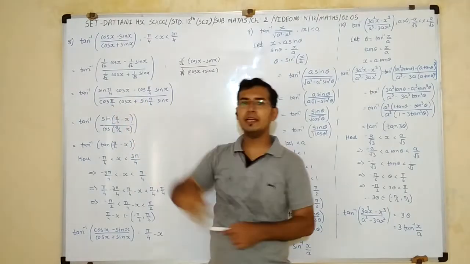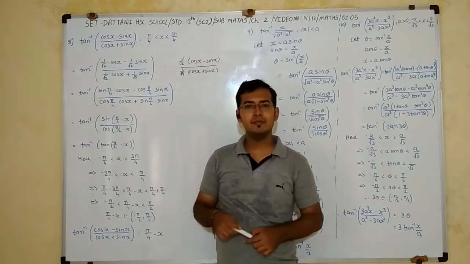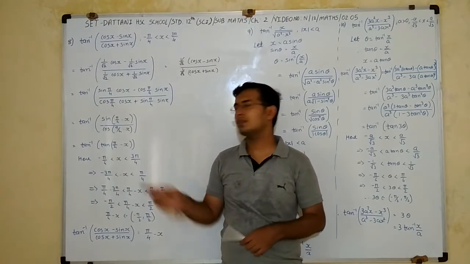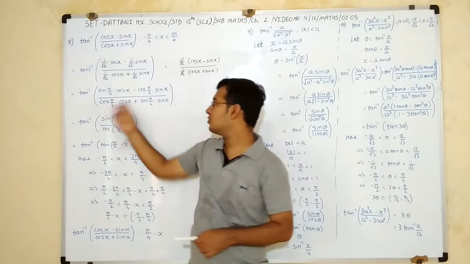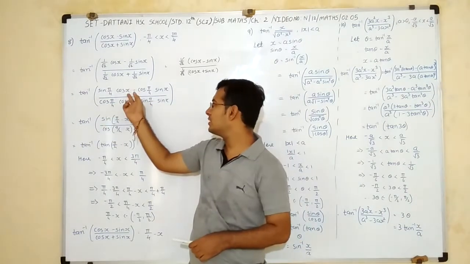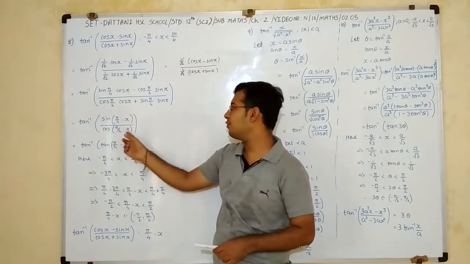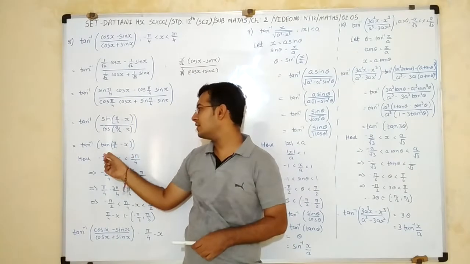And in the denominator I need the cos formula. So cos alpha minus beta is cos alpha cos beta plus sin alpha sin beta. So here we put cos pi by 4 and here sin pi by 4. So using this formula I get sin of pi by 4 minus x and cos of pi by 4 minus x. Sin upon cos, that is tan.